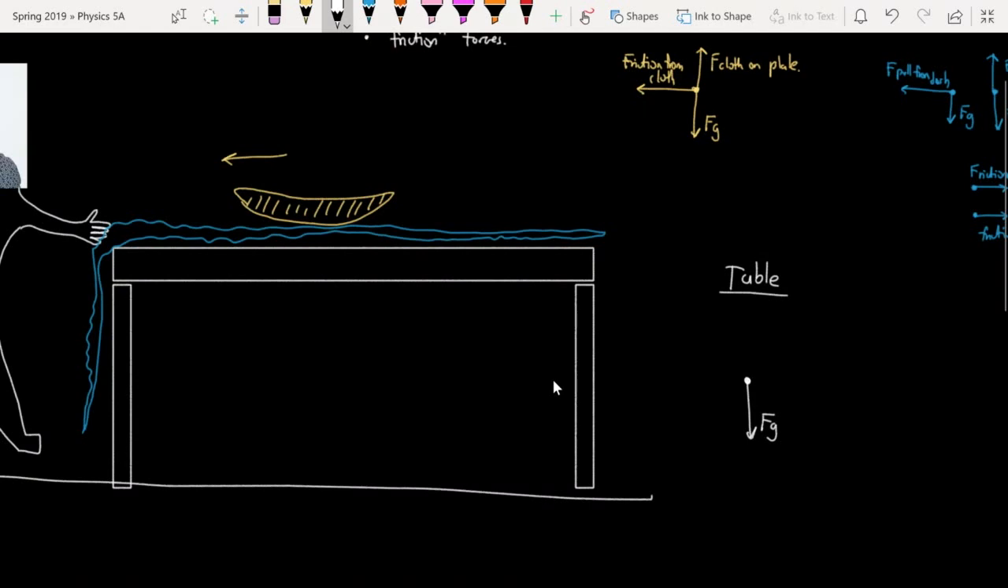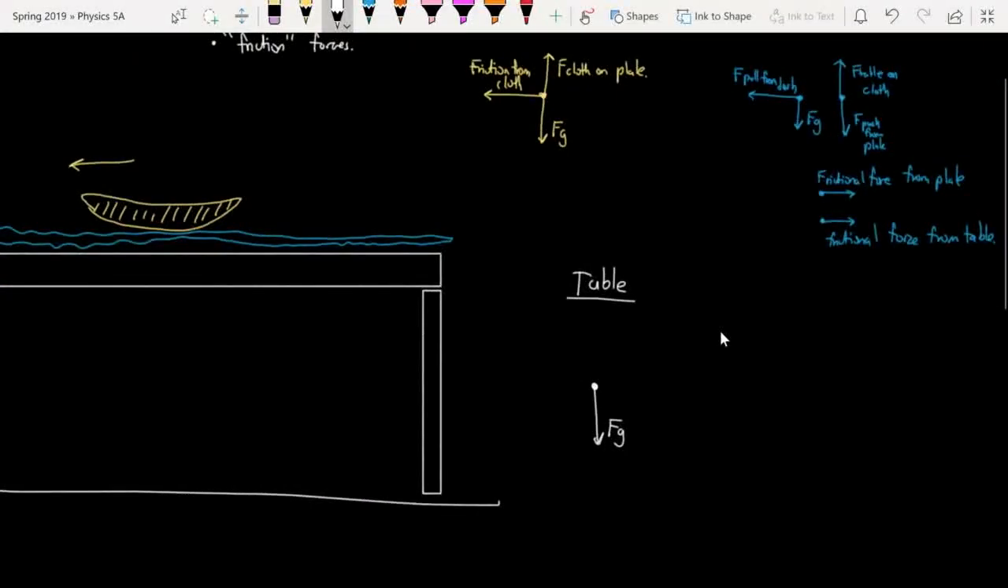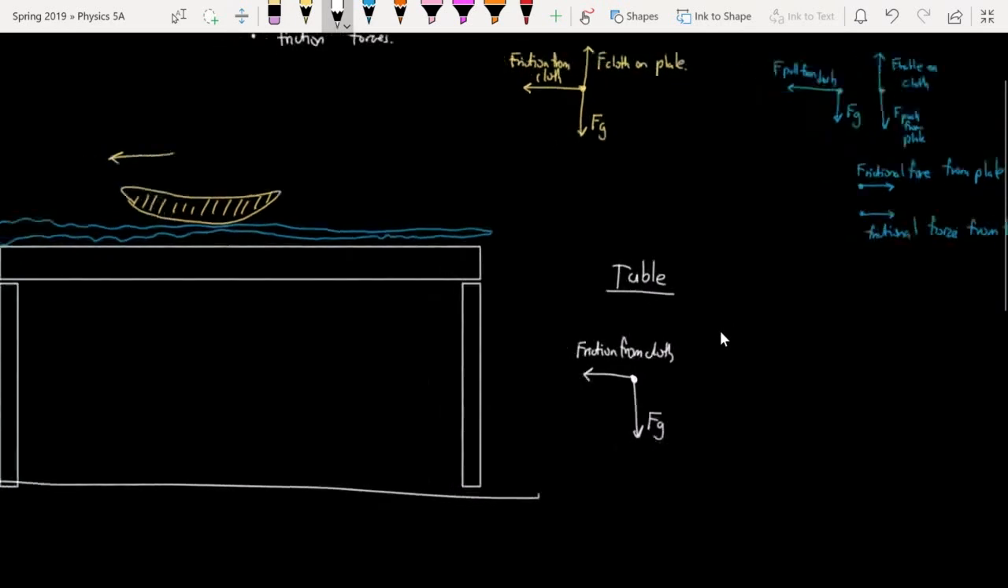Given the Newton's third law pair, we know that this frictional force from the table is making this tablecloth harder to pull. So if we know Newton's third law, we can intuitively think that this table has a friction from the cloth that's going to the left. But that argument, given Newton's third law, might not be convincing enough.